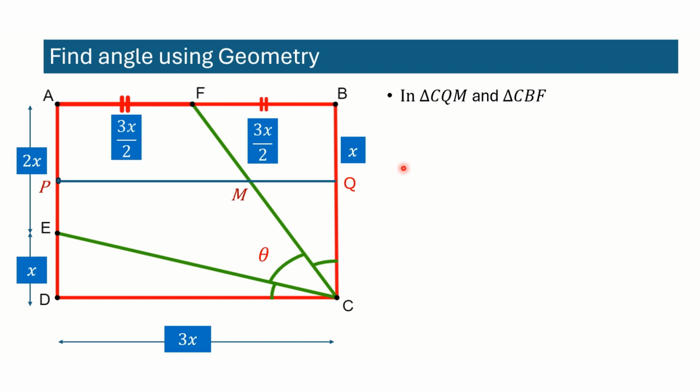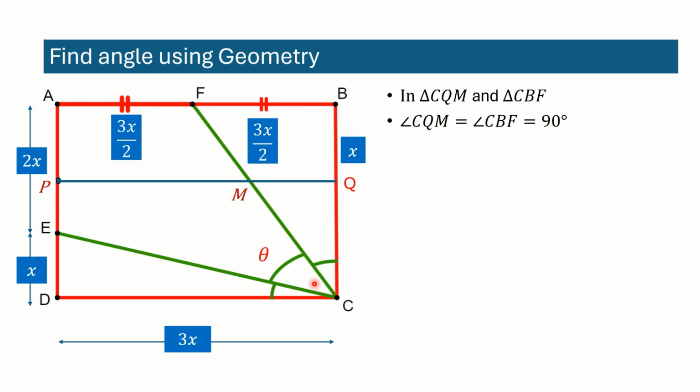Now let us consider triangle CQM, that is this triangle, and triangle CBF, that is this triangle. Now these two triangles will be similar triangles.